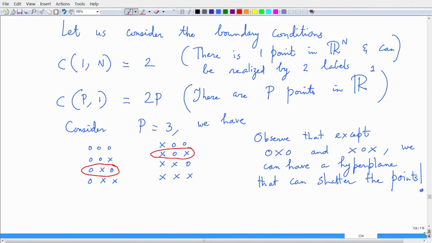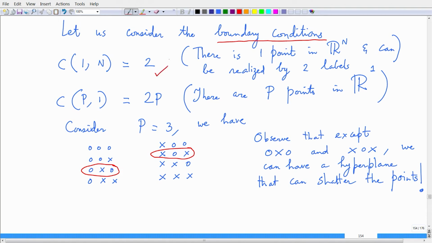So, let us consider the boundary conditions. These are very important. We will stick with Nilsson's work here. The first boundary condition is C of 1 comma n equals 2. So, what does it mean? There is one point in R^n and it can be realized by two labels, +1 and -1. So, this condition is sort of obvious.